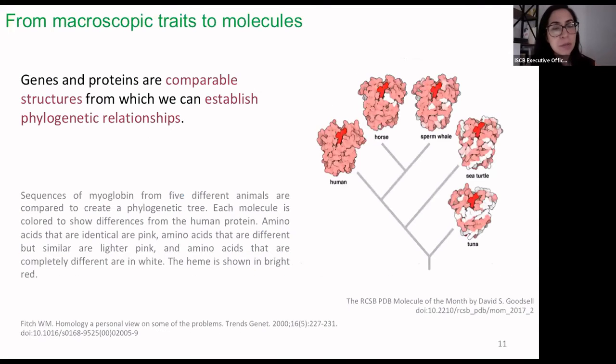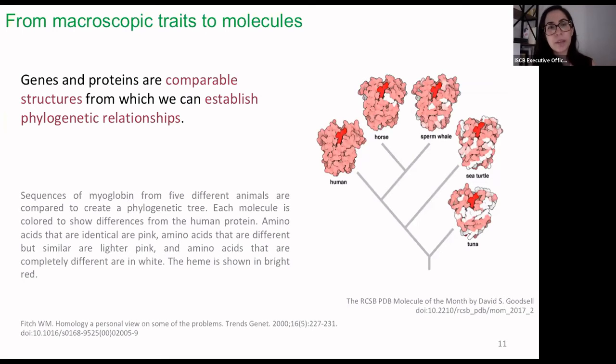And this is how we get from the macroscopic world to joining all types of life in a single diagram. So we don't go from macroscopic to microscopic, we go from macroscopic to molecular. So what we do is compare genes and proteins because they are comparable structures, and we can establish phylogenetic relationships by comparing genes and proteins.